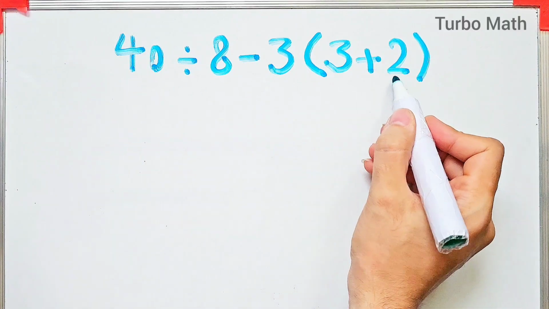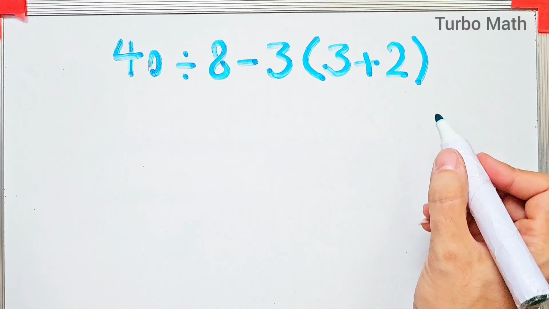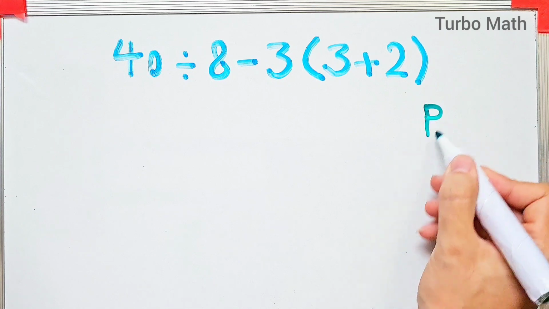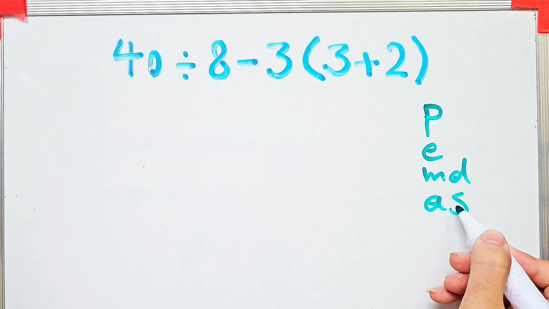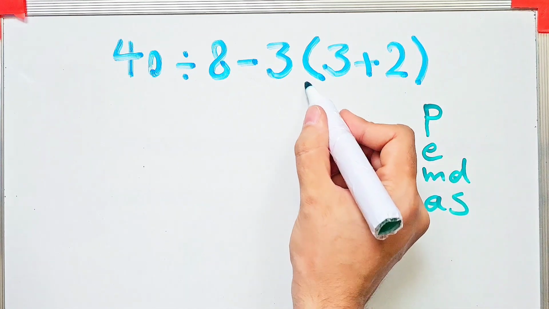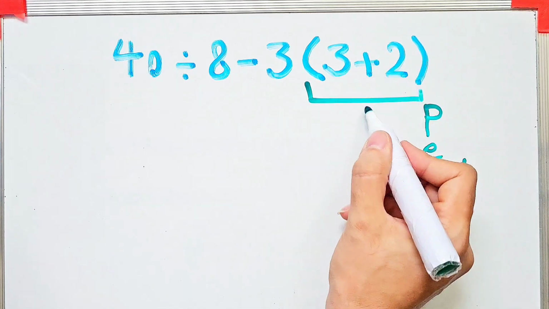Can you solve this question? To solve this question, we need to follow the order of operations, which is PEMDAS. PEMDAS shows the priority of the mathematical operations. In this question, we have parentheses, so first we simplify the parentheses.